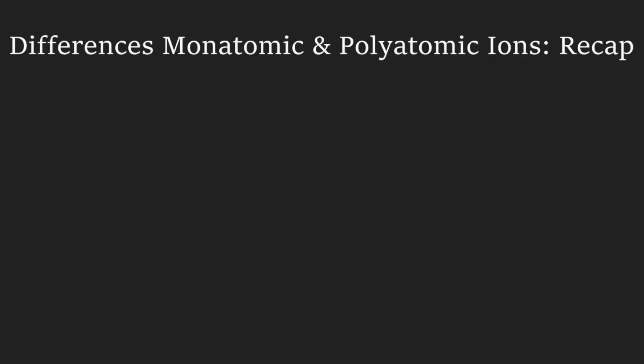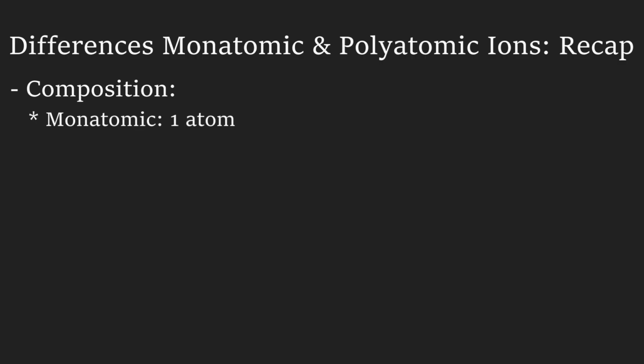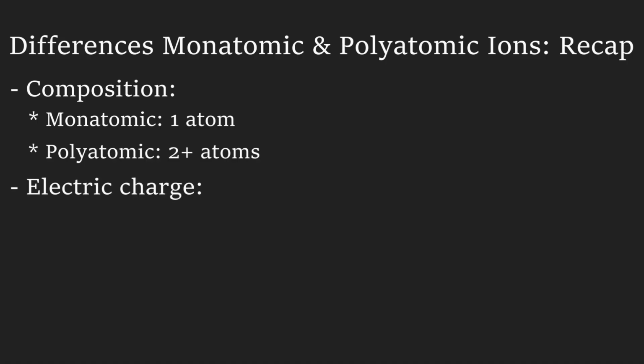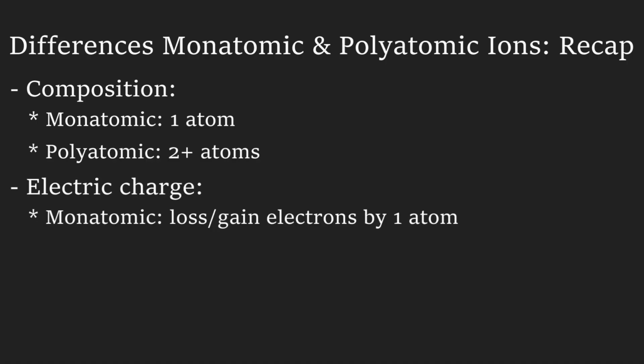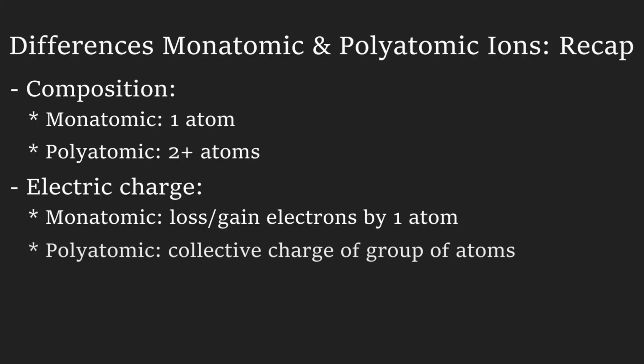So let's recap the differences between monoatomic and polyatomic ions. First, there are differences in composition. Monoatomic ions consist of a single atom. Polyatomic ions consist of 2 or more atoms. There are also differences in how their charges are determined. The charge of monoatomic ions is determined by the loss or gain of electrons by a single atom. The charge of polyatomic ions is determined by the collective charge of the group of atoms.